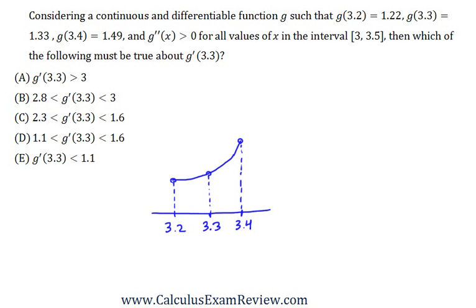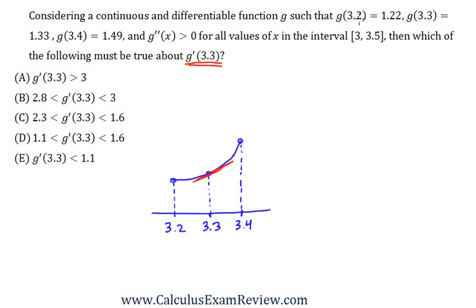Okay, so this is an interesting question. It's asking about g prime of 3.3, and we're only given some select information here regarding some points surrounding g of 3.3. So we want to figure out or have an idea of what the slope is of the tangent line at 3.3.